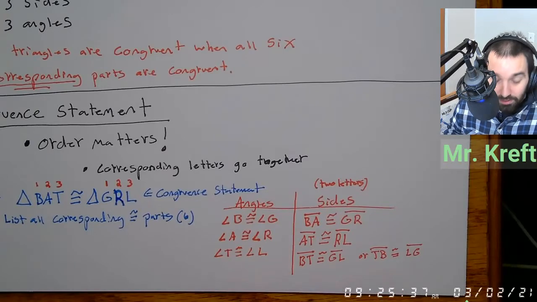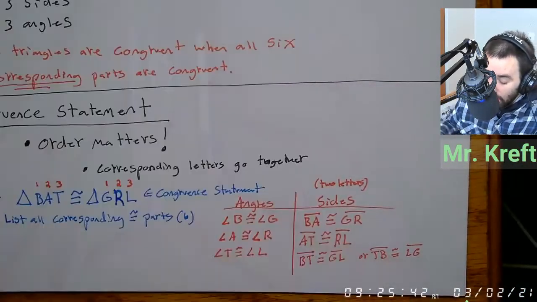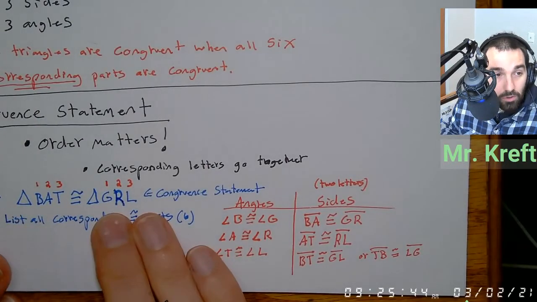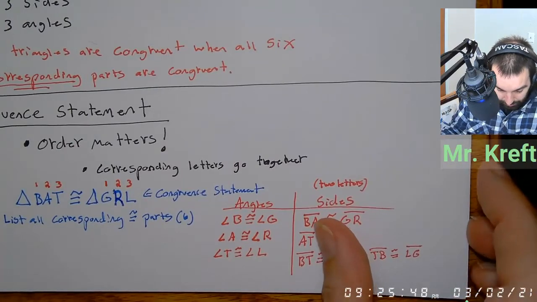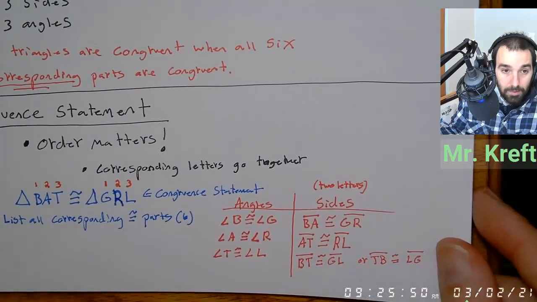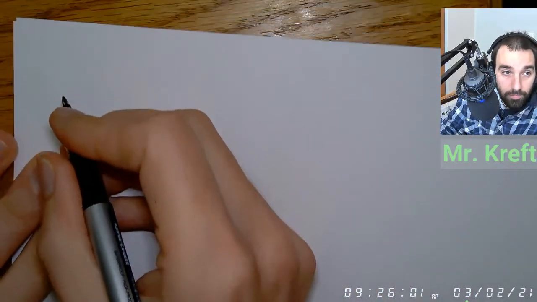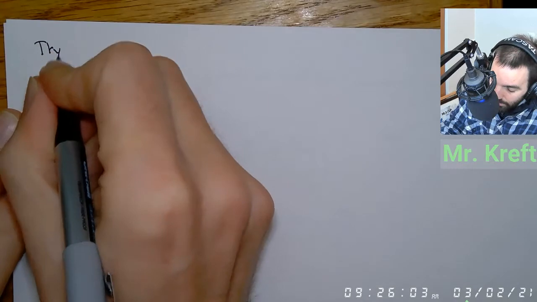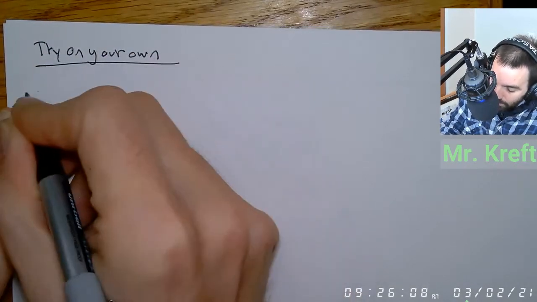So we're going to try one more of these and see how you guys do. You guys are going to do this on your own, okay? I'm going to give you a congruency statement, and you're going to list all the corresponding congruent parts. So this is a try on your own.